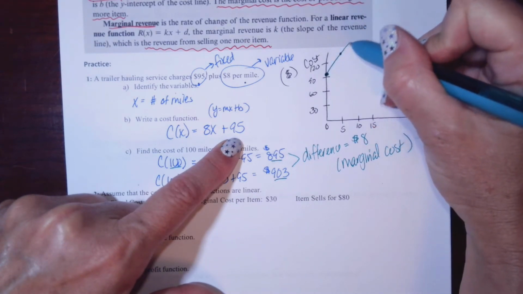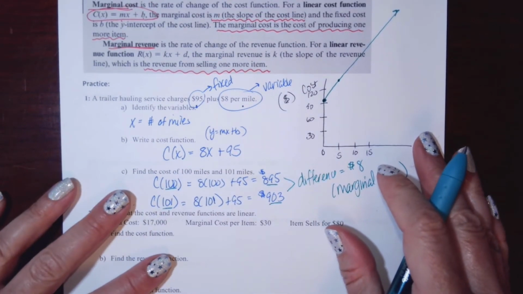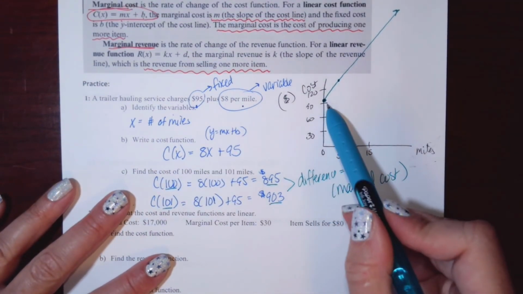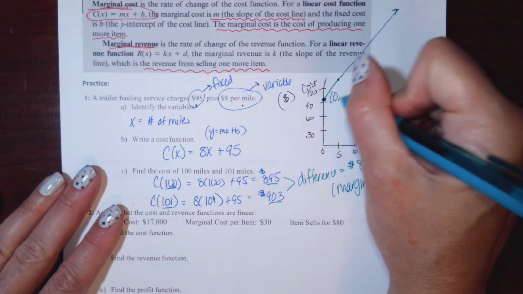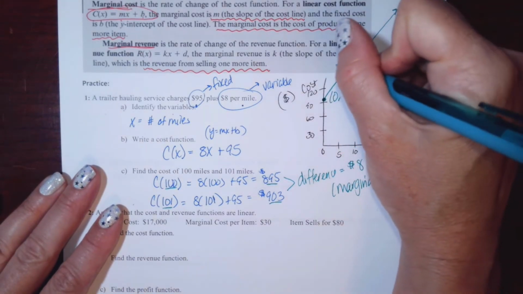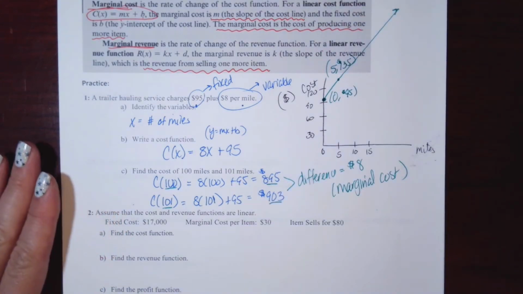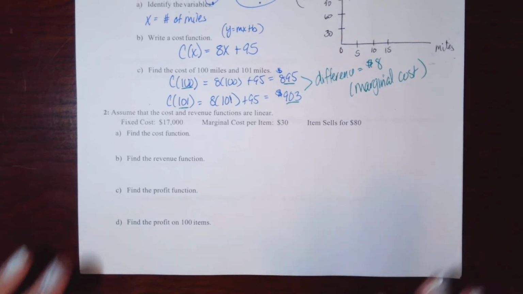I see that I've got this linear slope with a y-intercept at 95. 0 miles is going to cost me $95. 5 miles is going to cost me $135. Okay, let's move on to the next one.